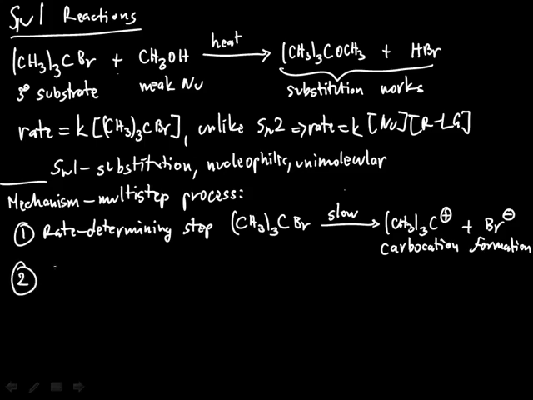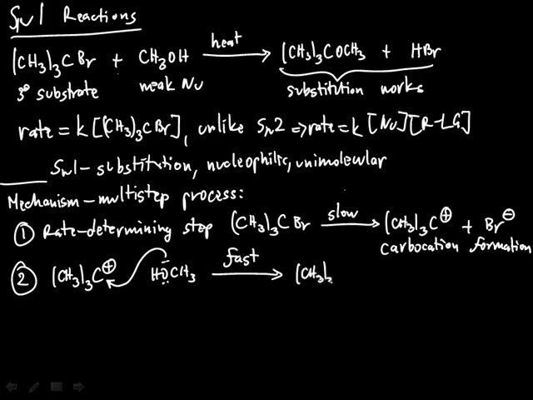The second step occurs quickly. Once the carbocation is already formed, the molecule of methanol, even though it's a weak nucleophile, can attack the carbocation because it's such a strongly positively charged species. And so this reaction occurs quickly to give us the so-called oxonium ion, which has a positive charge on the oxygen. And this is the actual nucleophilic attack step, which, as I said, occurs quickly.